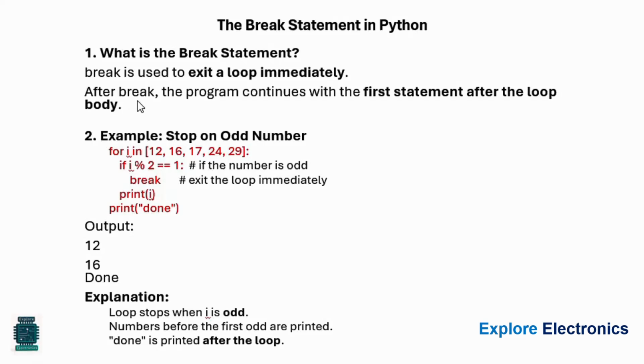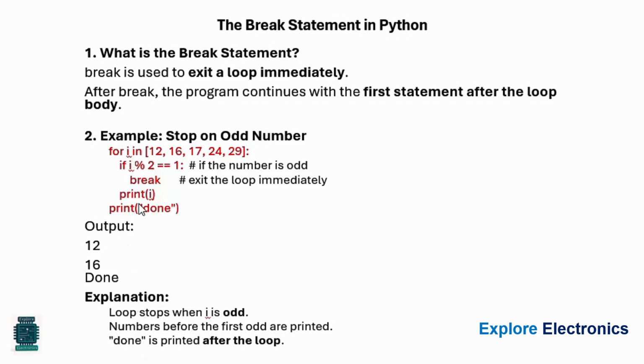Got it? After break, the program continues with the first statement after the loop. Here, that statement is print done. Print i will print only 12 and 16, because the condition becomes true at 17. That's why it will print only 12 and 16, and then it will print done also.